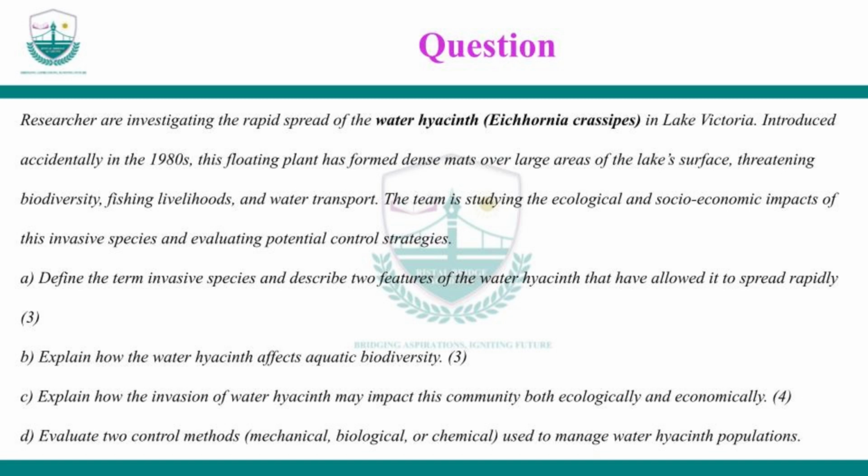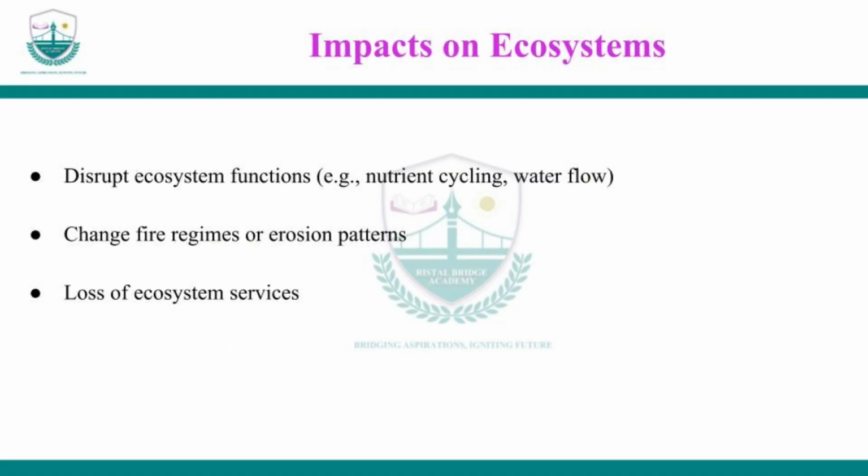The impact doesn't stop at species level. Entire ecosystems are disrupted. Water hyacinth can disrupt nutrient cycles, change water flow and sedimentation, reduce oxygen levels, leading to dead zones, and increase mosquito breeding grounds, raising disease risk. In Lake Victoria, it's harder for boats to move, fish populations decline, and water quality drops, which affects everything from agriculture to drinking water. This leads into exam question part C: link ecological impacts to economic and social effects.